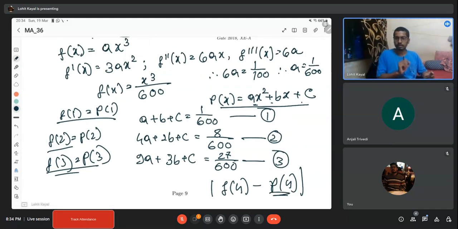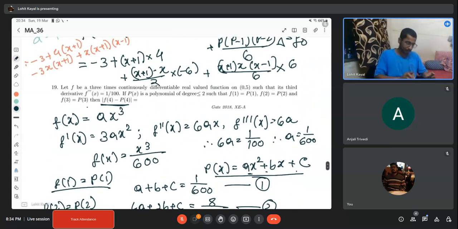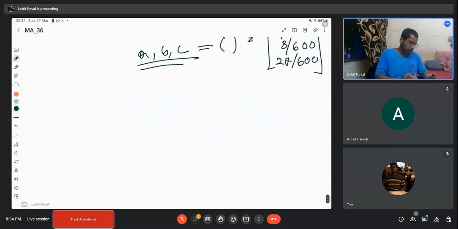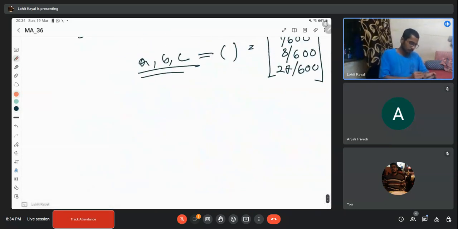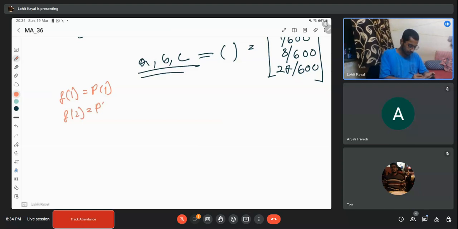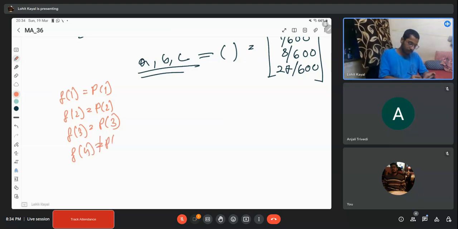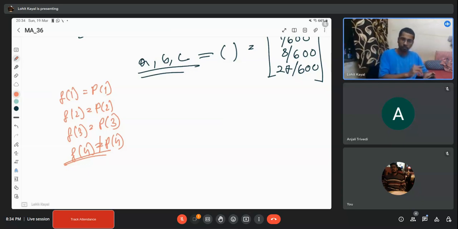Now there is one interesting thing that I should mention about this question. In that question, f1 equal to p1, f2 equal to p2, and f3 equal to p3. But f4 is not equal to p4. If you calculate that, you will find that f4 is not equal to p4. You will find some finite value in that case if you do the complete solution.